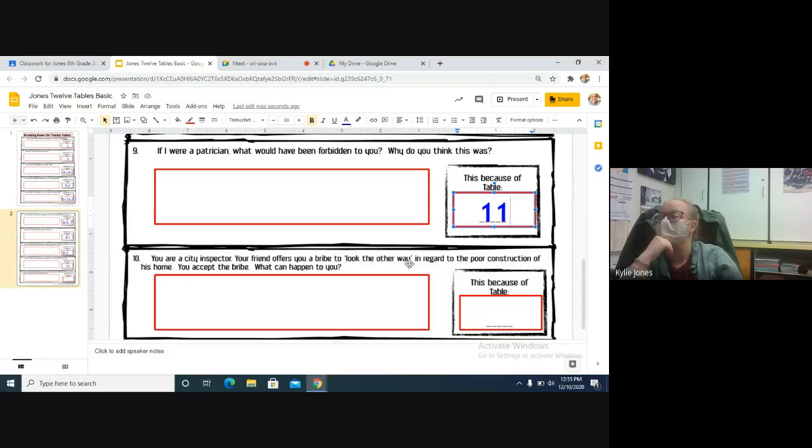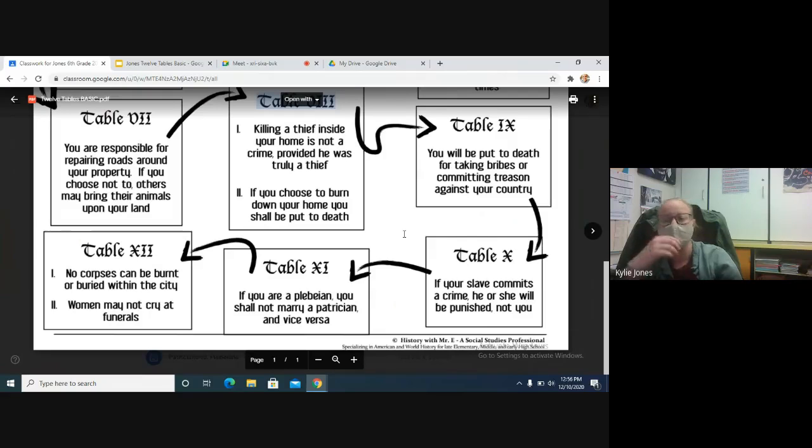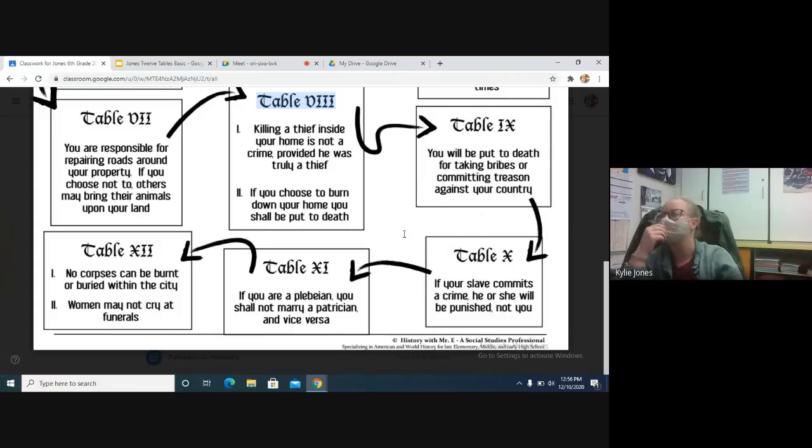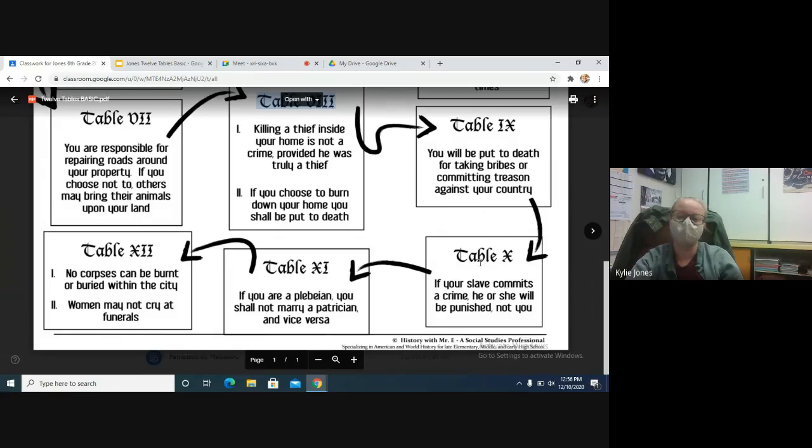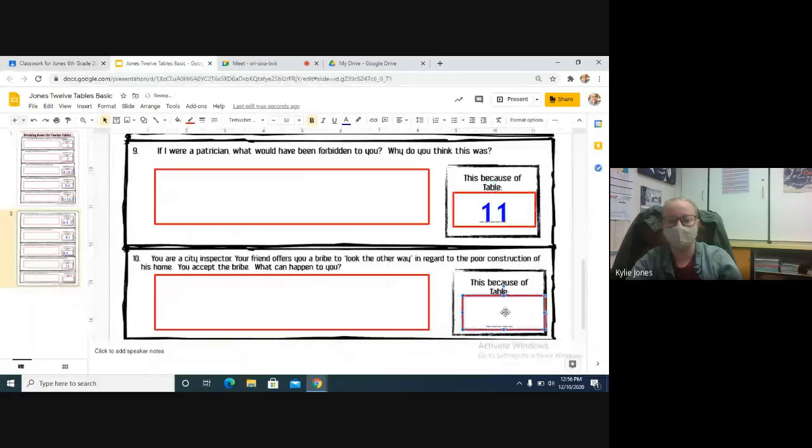Our last one says, you are a city inspector. Your friend offers you a bribe to look the other way in regards to the poor construction of his home. You accept the bribe. What happens to you? For taking bribes, what table would you look for? This is table 10. Table 9 says you will be put to death for taking bribes. So that is table number 9.